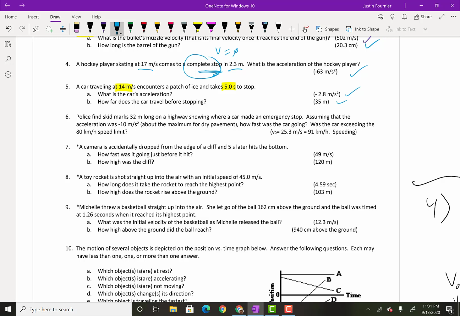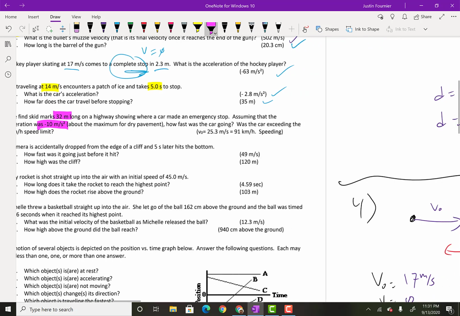All right, next up here, police find skid marks 32 meters long on a highway showing where the car made an emergency stop. Assume the acceleration was negative 10 meters per second squared. How fast was the car going? Was the car exceeding the 80 kilometer per hour speed limit? So 32 meters long and negative 10 meters per second squared.